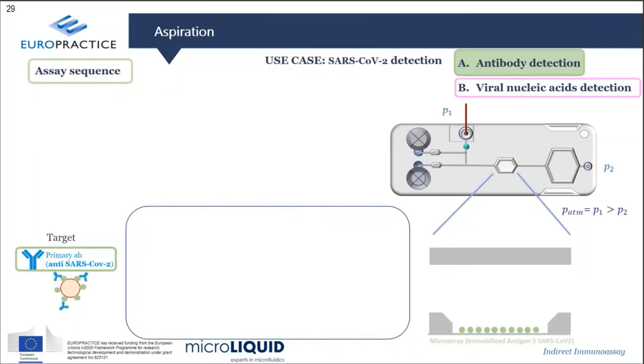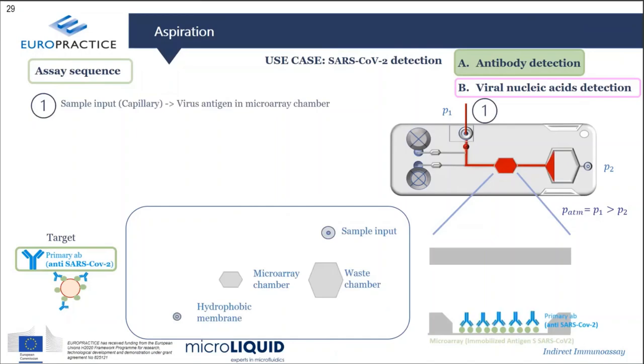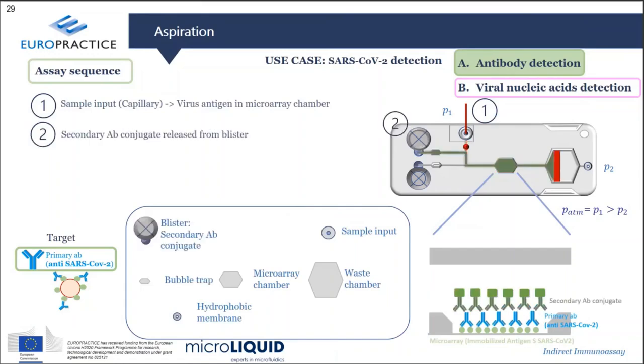And we have the dry reagent right in the chamber, if you see at the bottom right, where we have already deposited our antigen. So first, we would apply a negative pressure in our outlet, which is at the right of the chip, that's P2, so that we drag the sample within our chamber of interest, where we have our antigen. And there, what we would do next is apply a pressure in one of our blisters, so that's a secondary antibody.